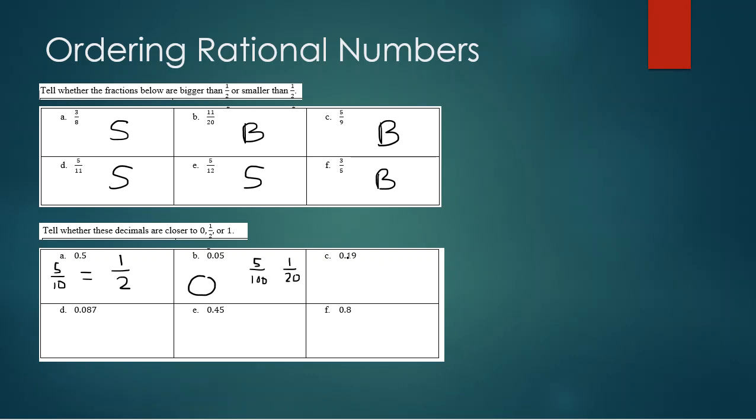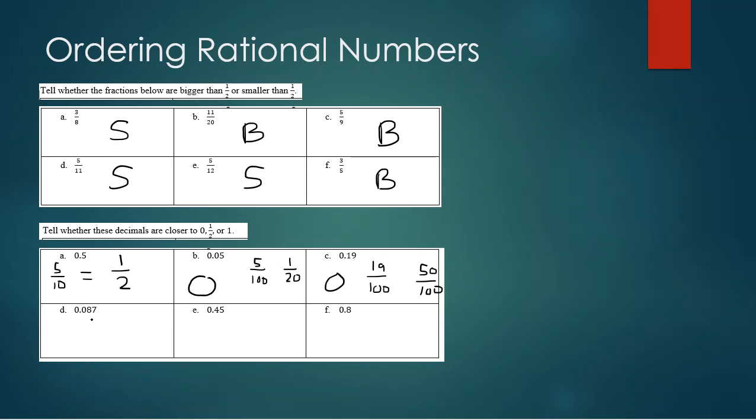Okay, let's go to the next one. 0.19, well, that's going to be 19/100ths. Okay, and we know that 1/2 is 50/100ths, right? So 19/100ths, it's not very close to that. It's closer to 0 than it is. Okay, so on the 0.19, we just took care of that one.